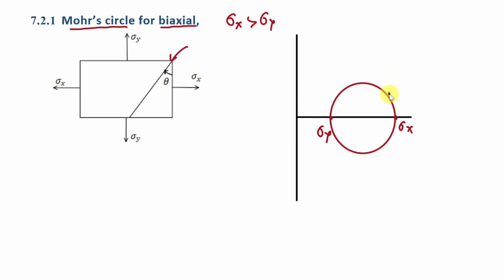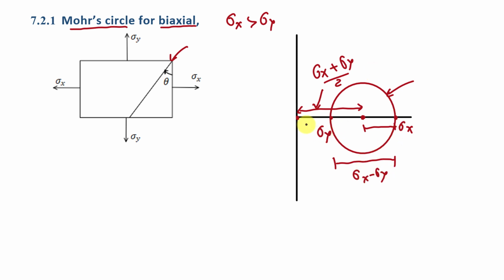So here this is the Mohr circle for biaxial loading condition, and here there will be the center of this Mohr circle, and the distance between the origin and the center of this Mohr circle will be (sigma x plus sigma y) by 2. And here what will be the radius of this Mohr circle? It will be this distance, right? Here the distance between these 2 is sigma x minus sigma y.